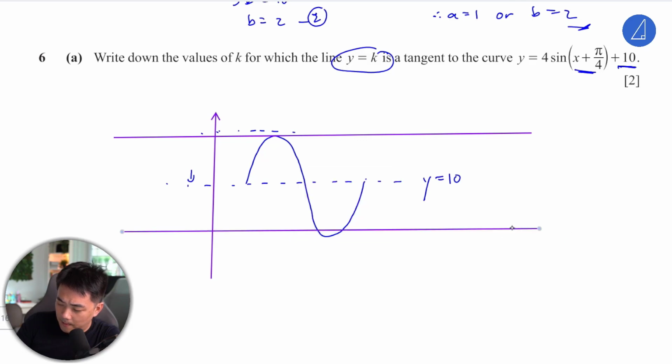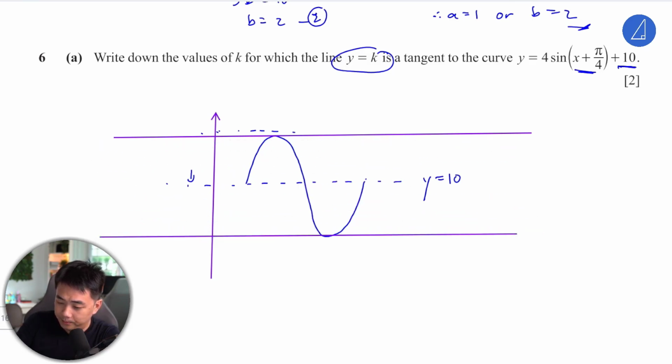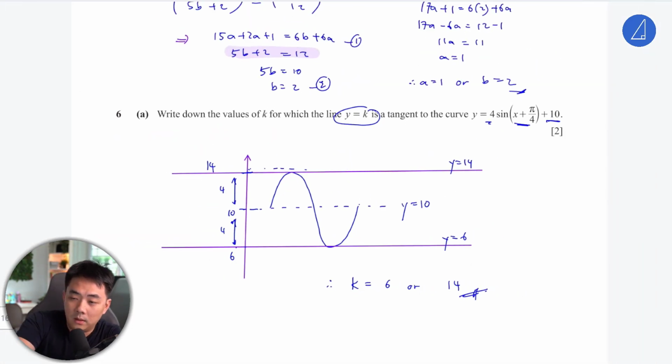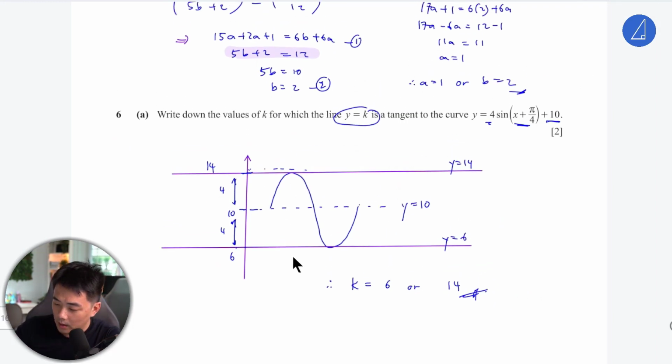So let's just try it out. There you go. The amplitude is 4 here. So this is 10. In order to find the value on top, this is 14, right? So it's 10 plus 4. Then the amplitude is 4 below as well, so hence 10 minus 4 is 6. So y equals 14, y equals 6. So hence k equals 6 or 14. Okay, so it's just a sinusoidal graph. You just need the top and the bottom. That's about it. Let's look at the next.